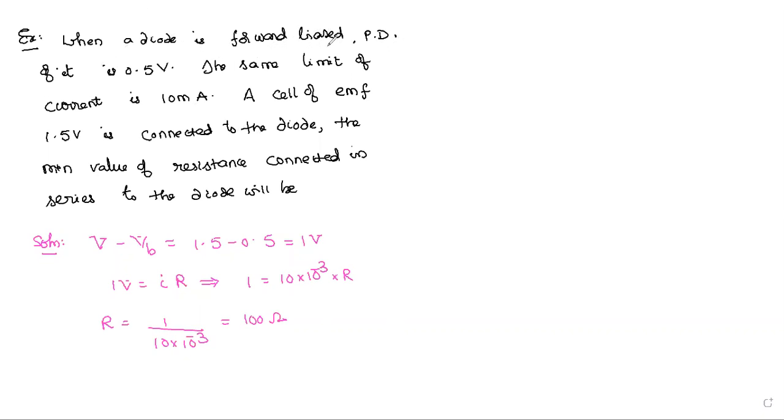Indirectly, he said that in forward bias, the PD across the diode is 0.5 volts. That is the barrier voltage. And if you are able to understand that, then the answer will be very easy.